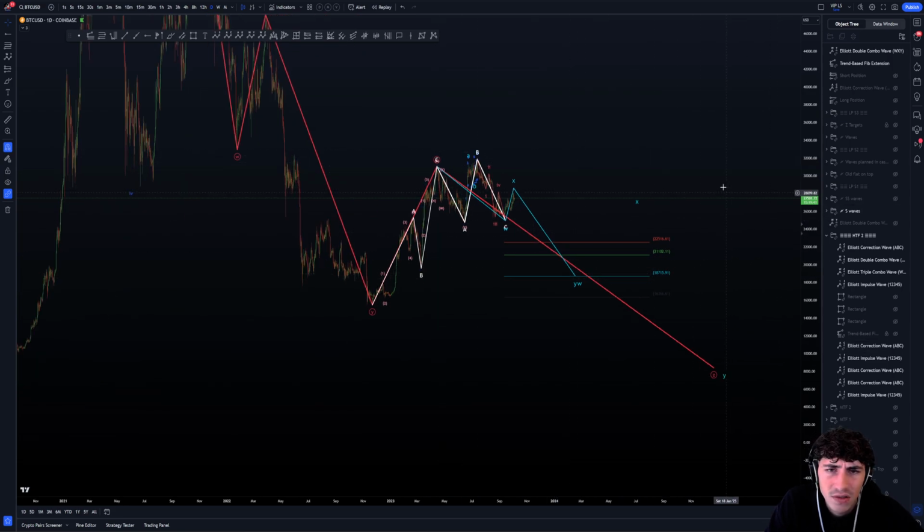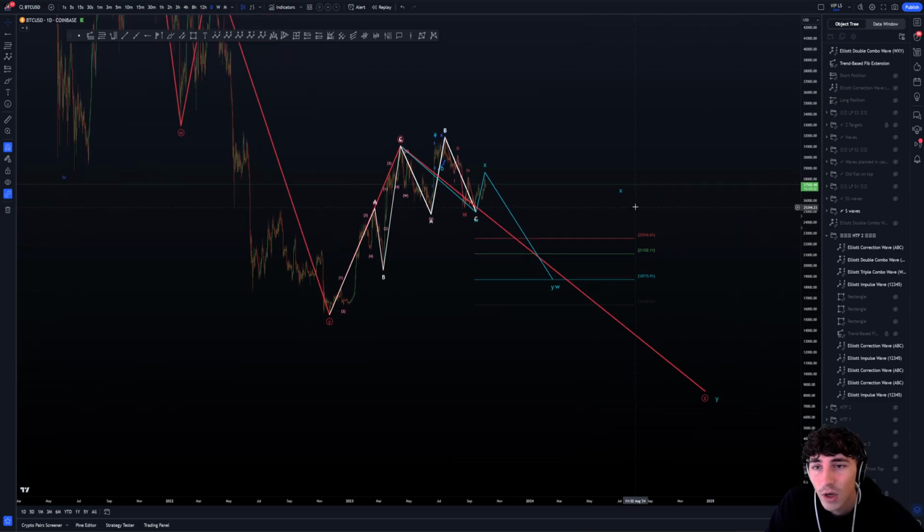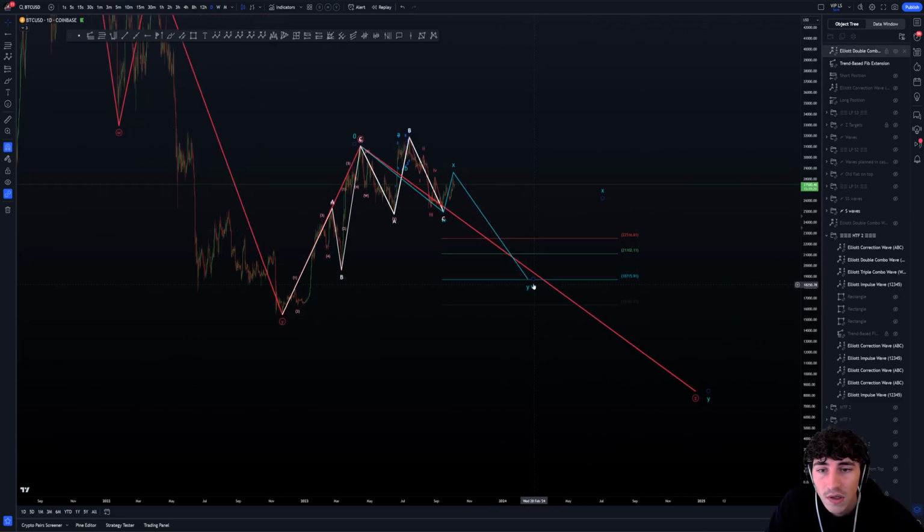The WXY extends is for the apprentice, but you already have the impulsive, the ABC zigzag, and ABC flat on the website for absolutely free, plus how to use the extension retracement tool and what Fib target. I mean, all the information related to these waves is for free, so we're going to check this out.